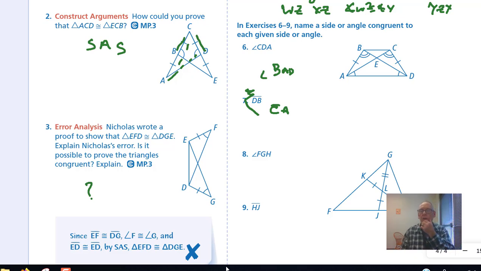Okay, let's look at number 8 here, FGH. Angle FGH. This angle here, an angle that's congruent to FGH. I really don't see another angle that's congruent to FGH. If it was isosceles, this angle would be congruent, but I don't see that there's enough information for it to be isosceles, so we can't use that.